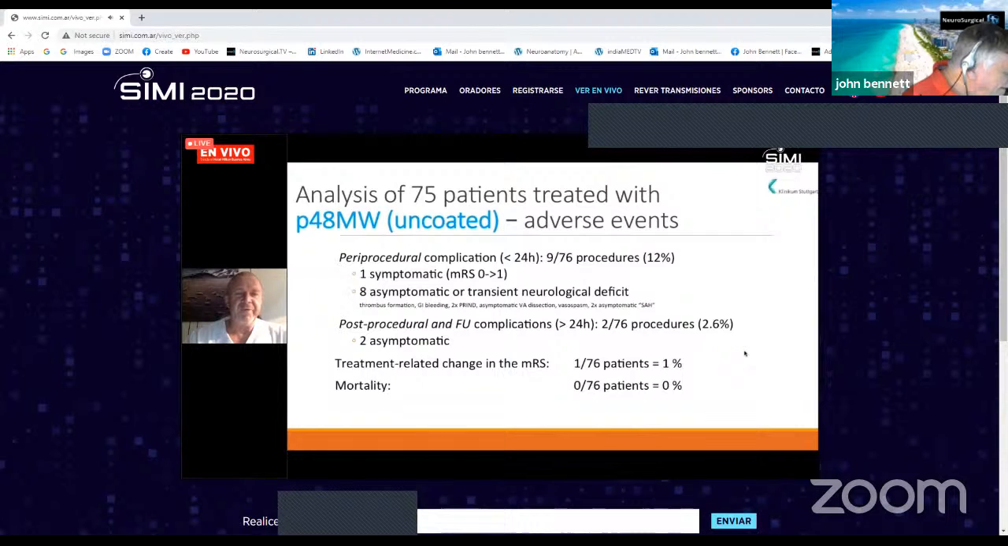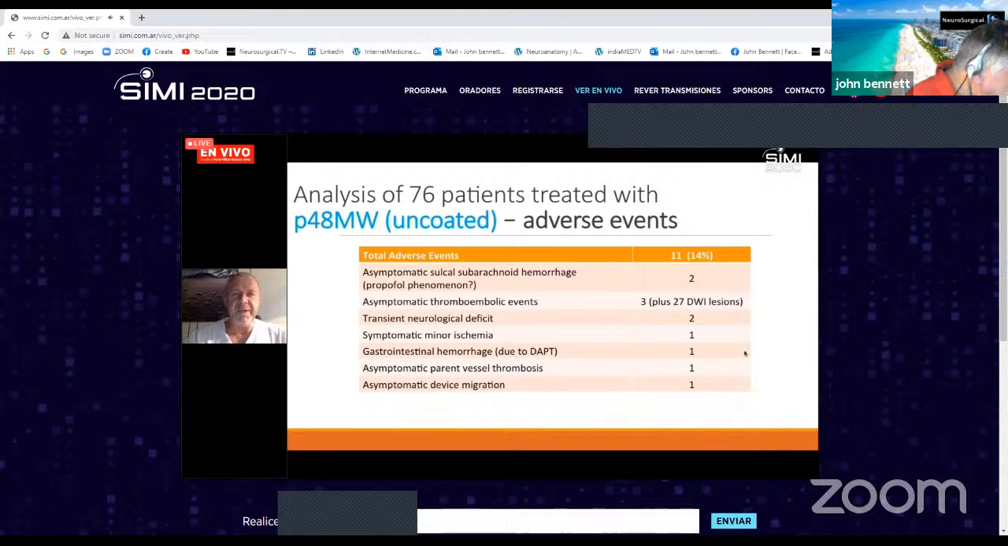Post-procedural and follow-up complications were those which happened more than 24 hours after the procedure. These were 2. We had 2 asymptomatic issues. The treatment-related change in modified Rankin scale was 1 out of 76 patients. The mortality in this group was 0.